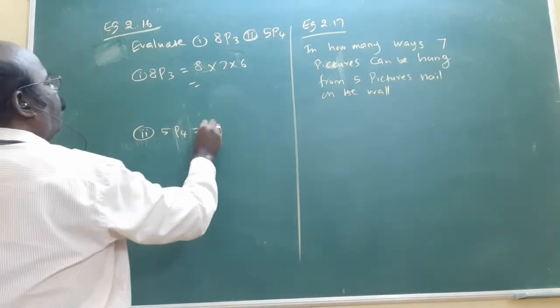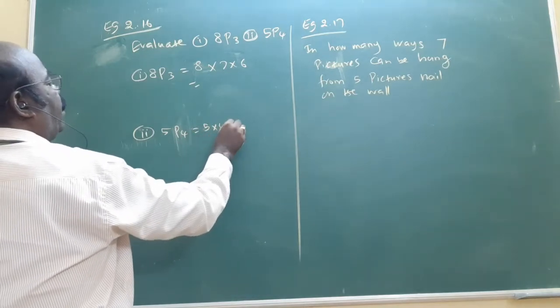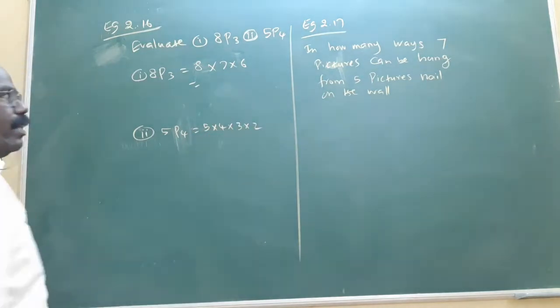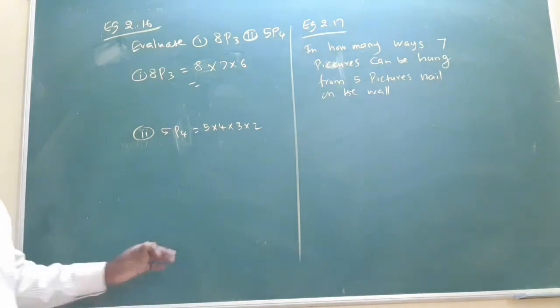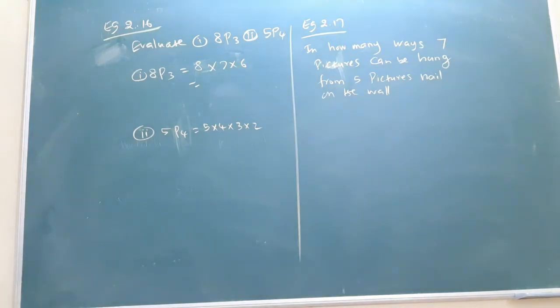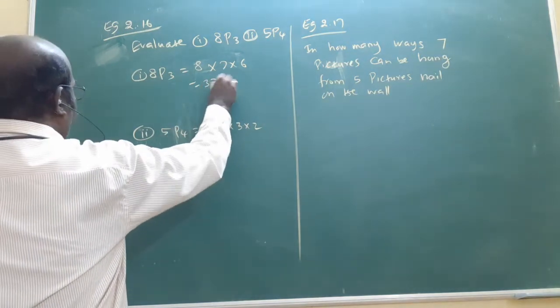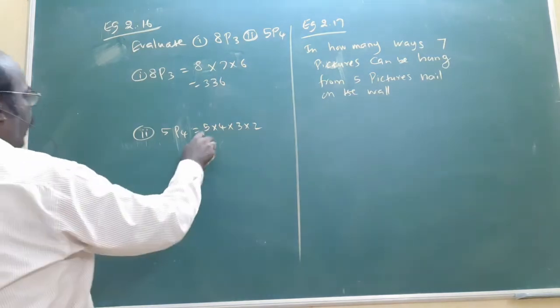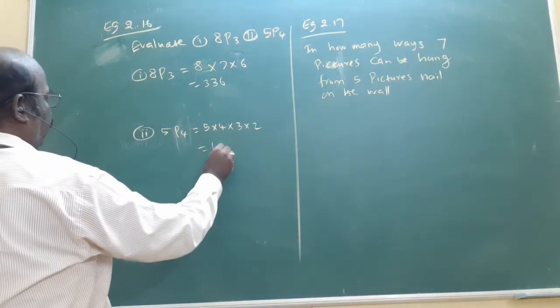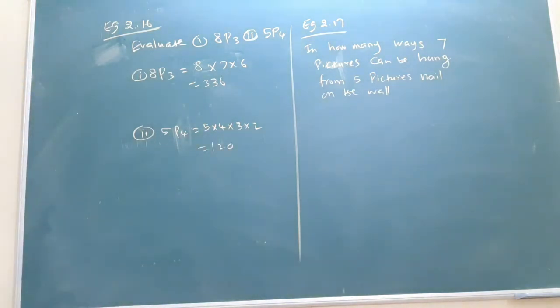Okay, what is the number? 5 into 4, you know. 5 into 4 into 3 into 2. In this way you want to write. Both the same answer. By using the formula, then simplify, the same step will come. Now multiply. What is the answer? 8 into 7 into 6 is 336. 5 into 4 into 3 into 2 is 120. That's all. Am I right? Now, next question 2.17.